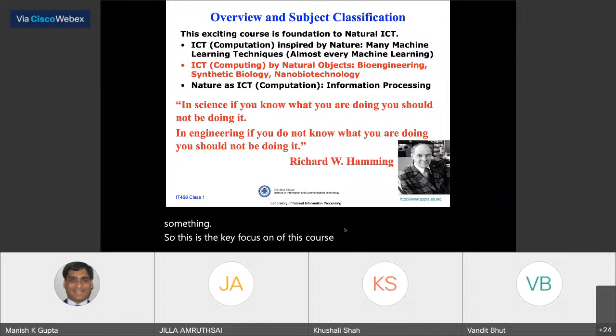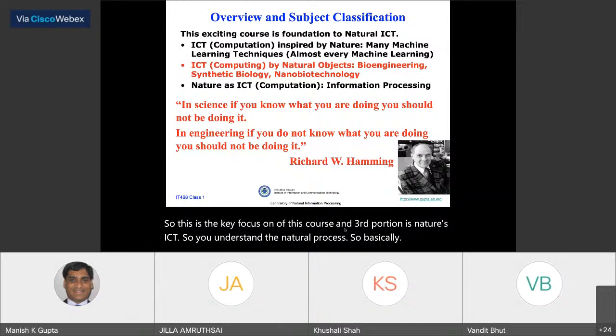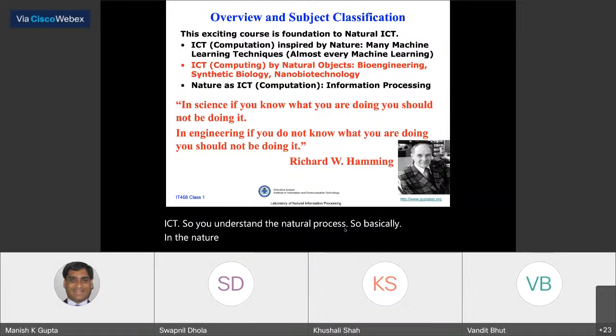The third portion is nature as ICT. So you understand the natural process. In nature, things are happening, and if you want to understand nature, what are the principles through which nature governs? That's the third part. Of course, all three parts are very important, but we will be mainly focusing on the second part in this course.